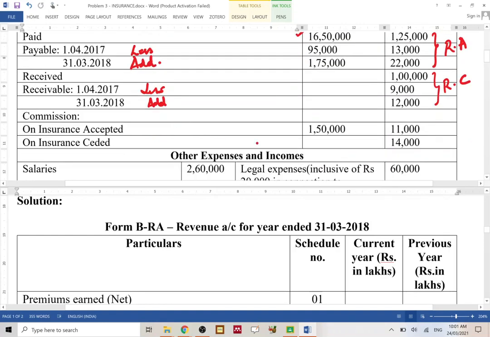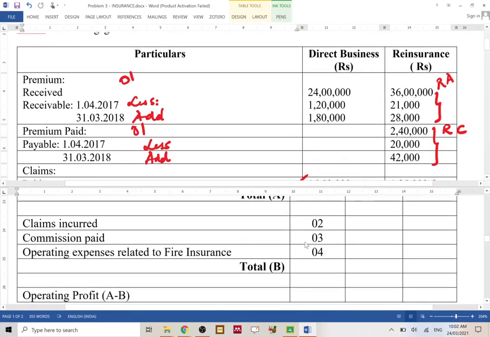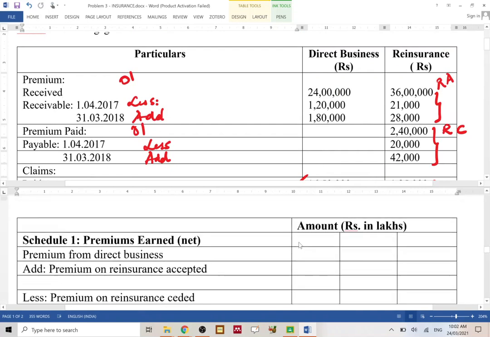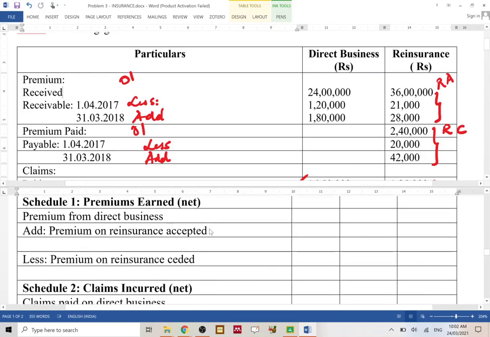In case of commission, things are given to you in a more direct manner. This is direct business. This is reinsurance accepted. It says in the problem itself, on reinsurance accepted, and on reinsurance ceded is 14,000. Clearly given to you. So with this information, we move on to preparing our schedules to the revenue account, and accordingly any additional working notes related to these outstanding figures we are going to do right now.